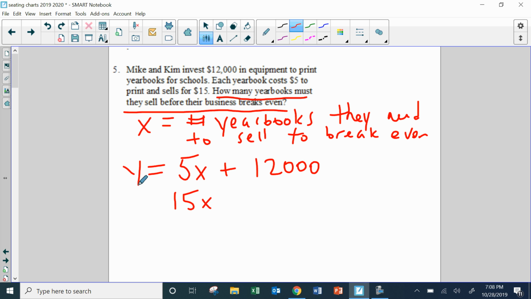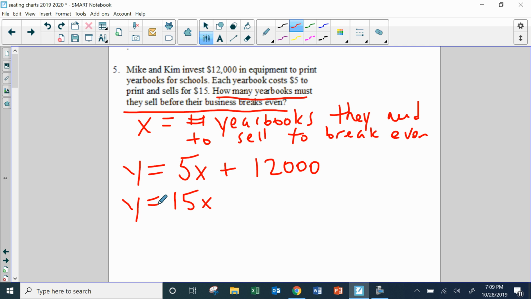That's going to equal one of my Y's, I should say. Now, I also know that the money I make is going to equal Y. And the money I make is really just 15x. There's no additional money that I make. So I'm done with that equation. That's just 15x.